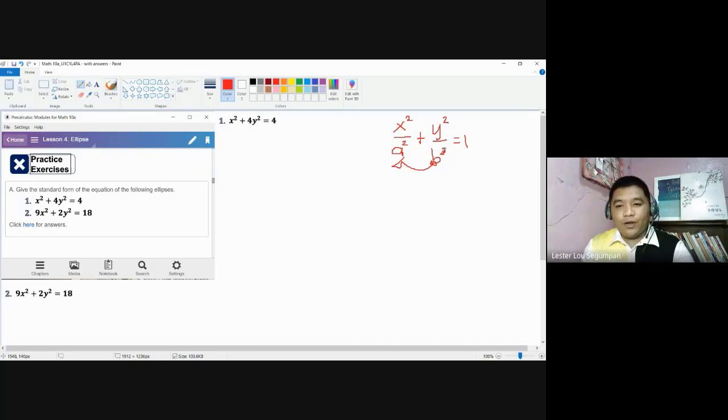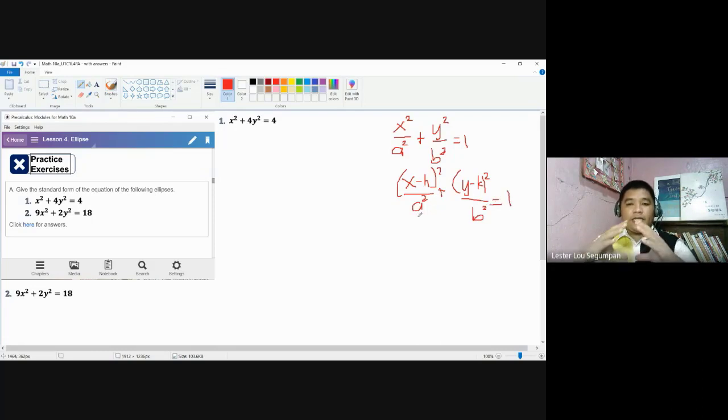The other form for an equation of an ellipse is where it is not centered on the origin anymore. So it will become x minus h, the square of it, over a squared, plus y minus k squared over b squared is equal to 1. Again, this is still stretching horizontally since a squared is placed as the denominator of the expression with x. If we interchange them, it will be the other way around. The center now is not at the origin. The center is at (h, k).